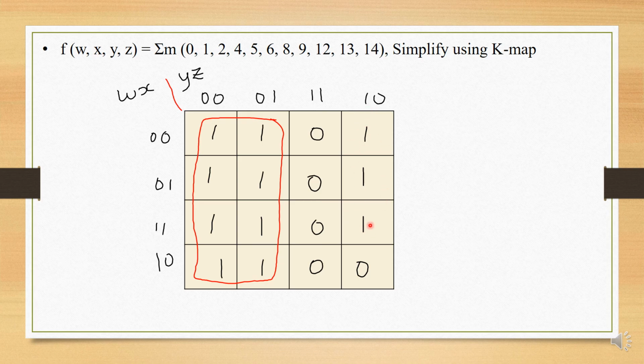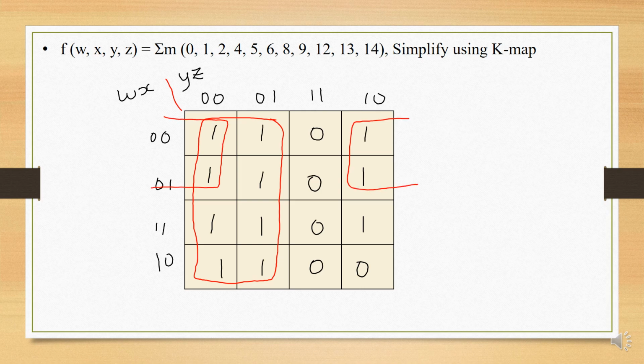In order to cover these 3 logic 1s, you can start with the highest priority. So the highest priority octet is not possible. Even if you fold the K-map, you cannot form the octet. Then we can look into whether a quad is possible or not. So by folding the K-map, you can see that these two logic 1 cells will be adjacent to these two logic 1 cells, which we can form as a quad. So we will form a quad here.